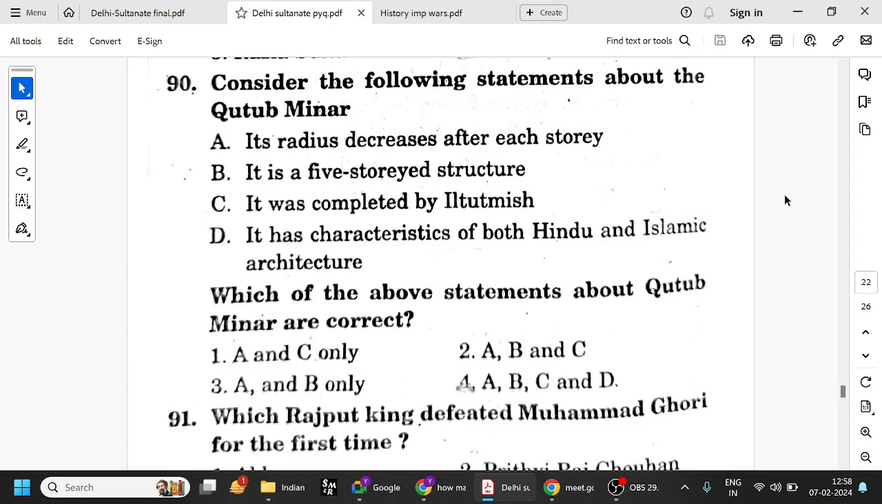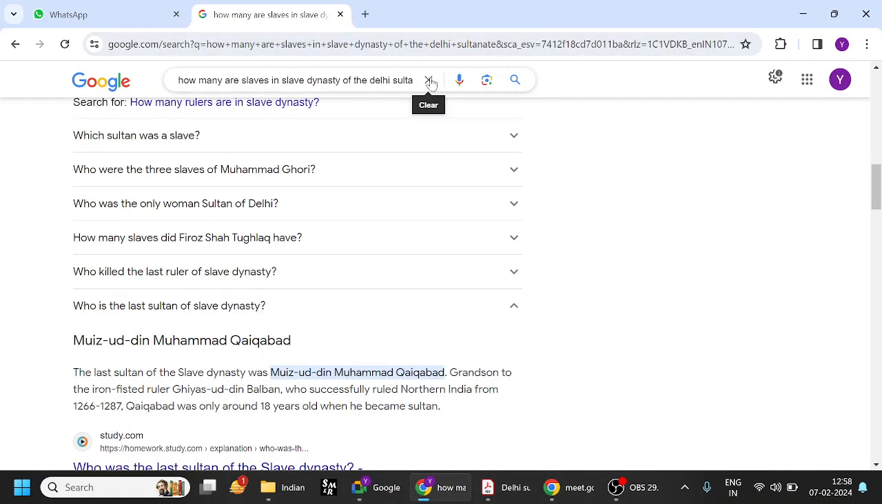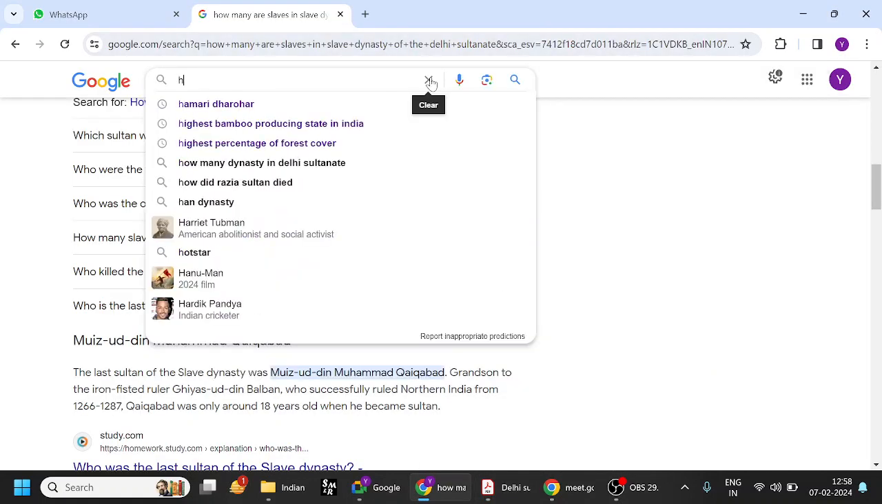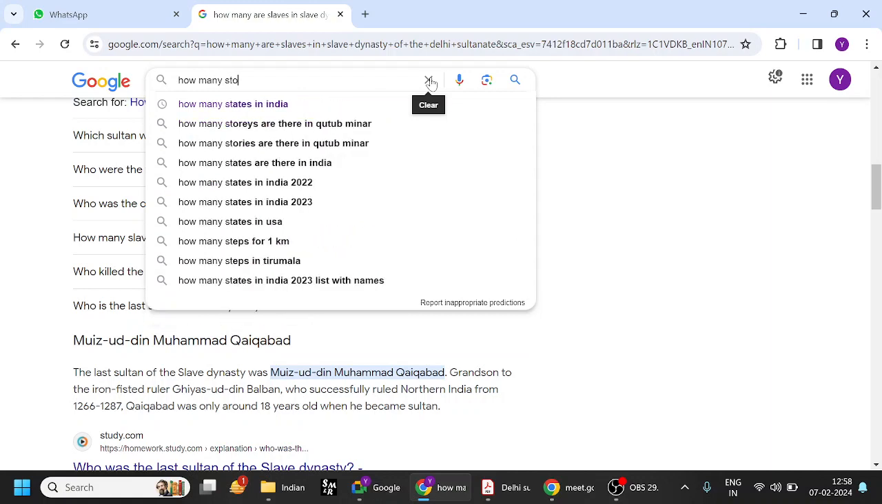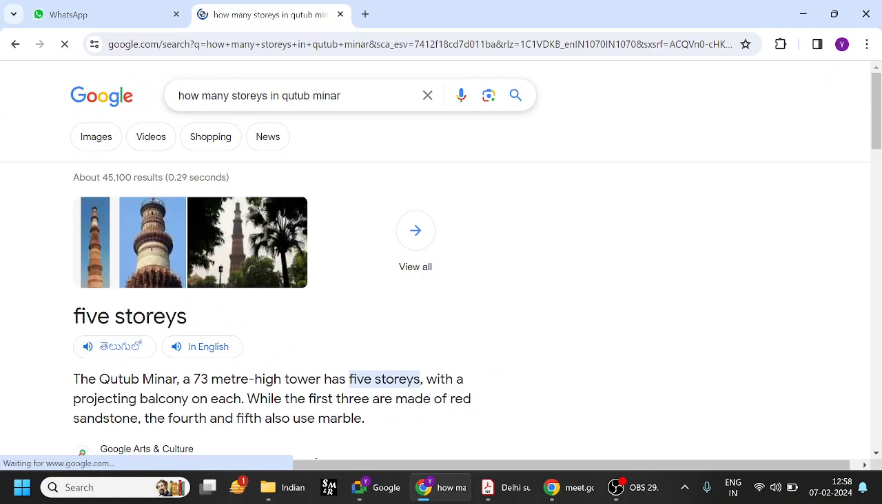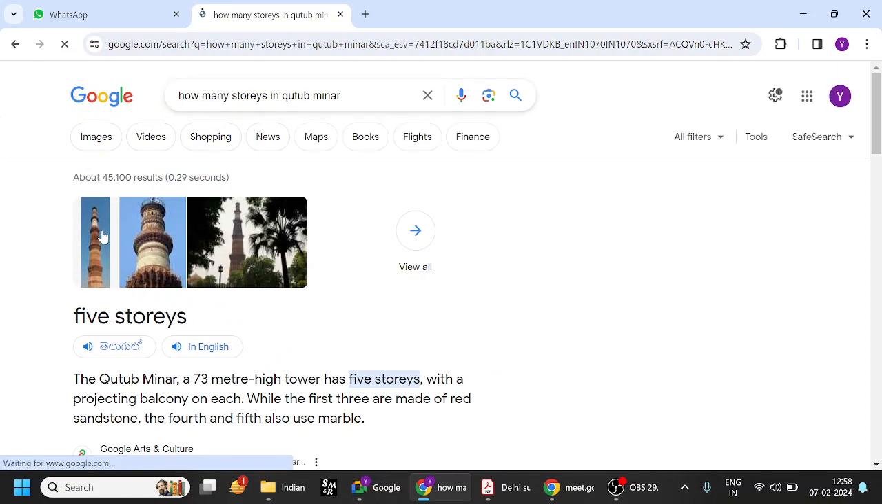So Qutub Minar, its radius decreases after each story. We can see that it's a five-story structure. It was completed by Iltutmish. Okay, Qutub Minar was completed by Iltutmish. That is true. It has characteristics of both Hindu and Islamic architecture. Fine. So let us see about the stories. Is it just five? How many stories in Qutub Minar? Five stories. Okay. One, two, three, four, five.